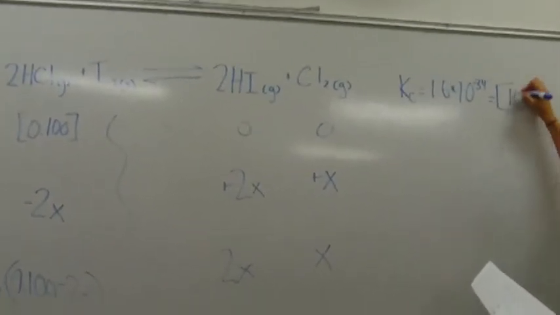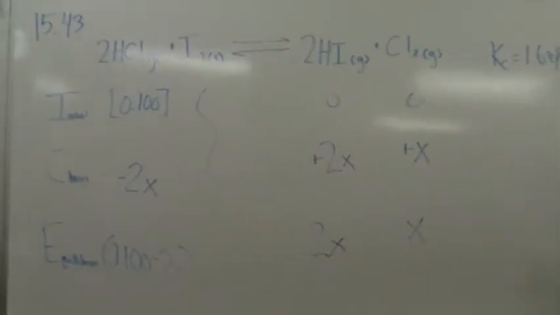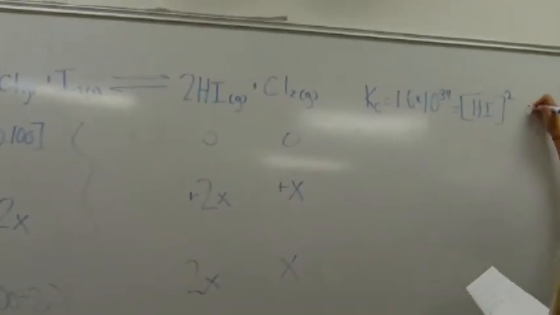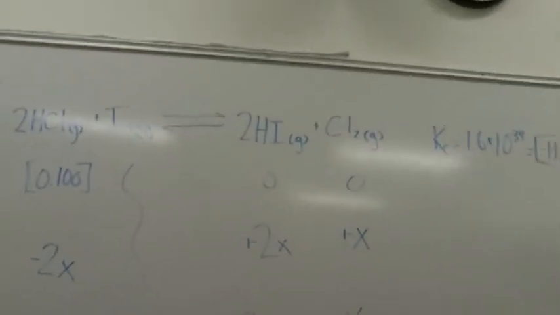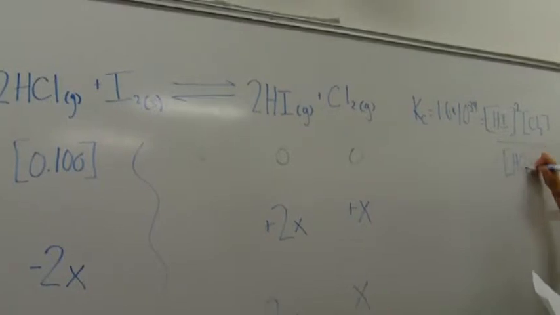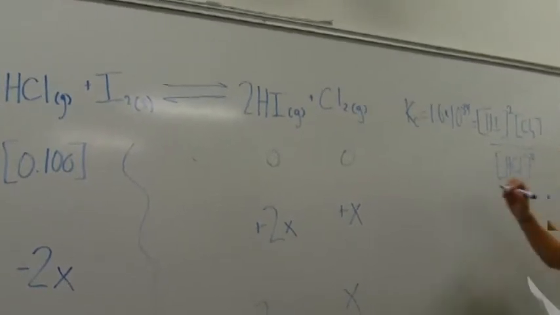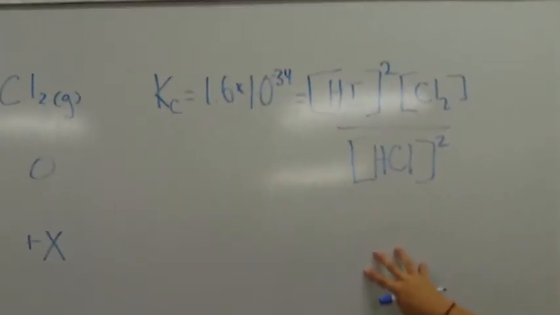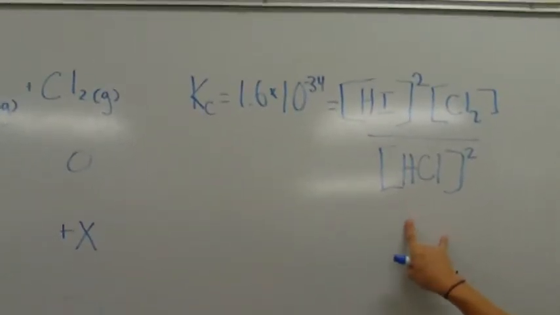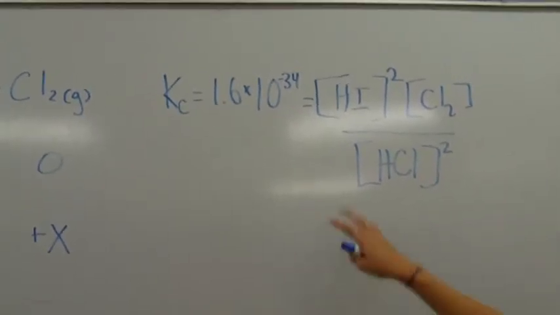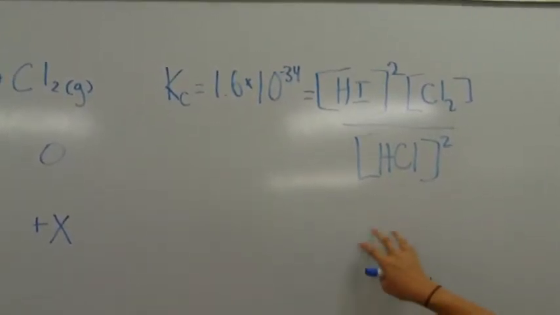So it's going to be HI squared because of the coefficient, times chlorine, over hydrochloric acid squared because of the coefficient. So now basically what we're going to do is plug in what we got down here for equilibrium with the x's and everything in, and then solve for x.